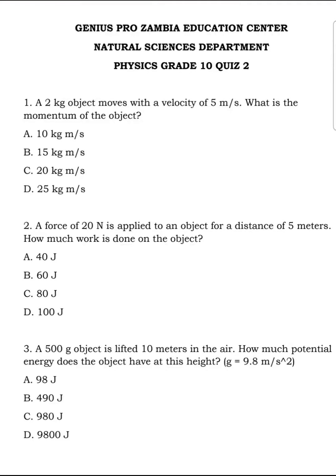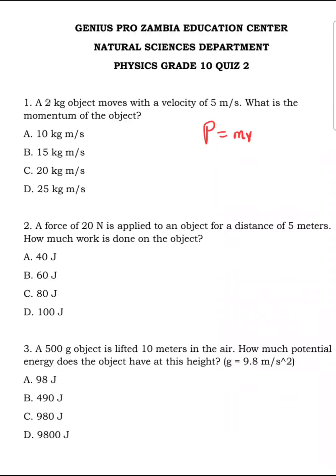Question 1 says a 2 kg object moves with a velocity of 5 meters per second. What is the momentum of the object? Now what is momentum? The momentum is just the product of the mass and velocity. So momentum is just equal to mass times what? Velocity. That's how we find momentum.